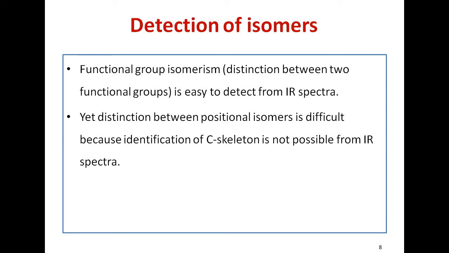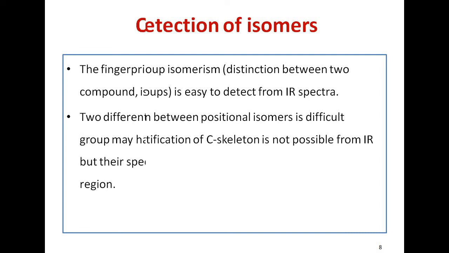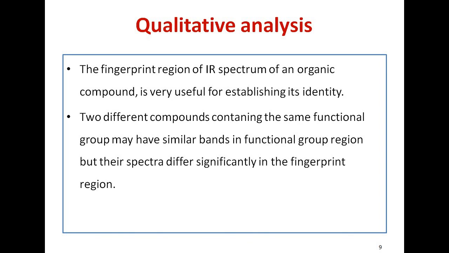The next important application is the detection of isomers. Functional group isomerism, that is the distinction between two functional groups, is easy to detect from IR spectra. Yet, the distinction between positional isomers is difficult because identification of the carbon skeleton is not possible from IR spectra. IR spectra are helpful in distinguishing stereoisomers, but enantiomers cannot be distinguished by IR spectroscopy. The trans isomer is more symmetric, hence it has a simpler spectrum than the cis isomer.